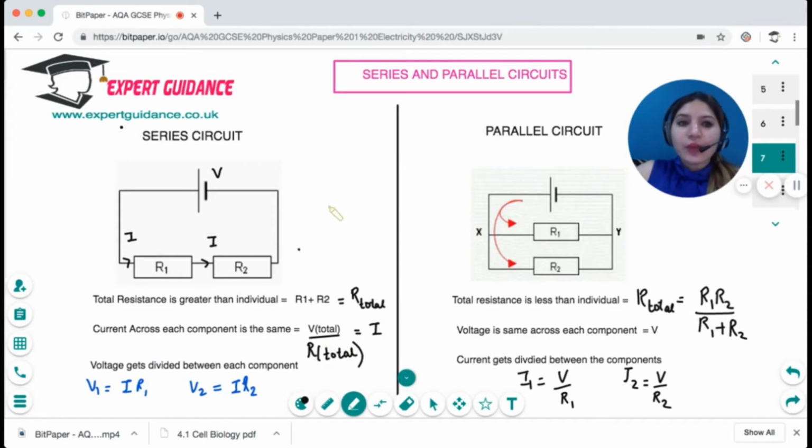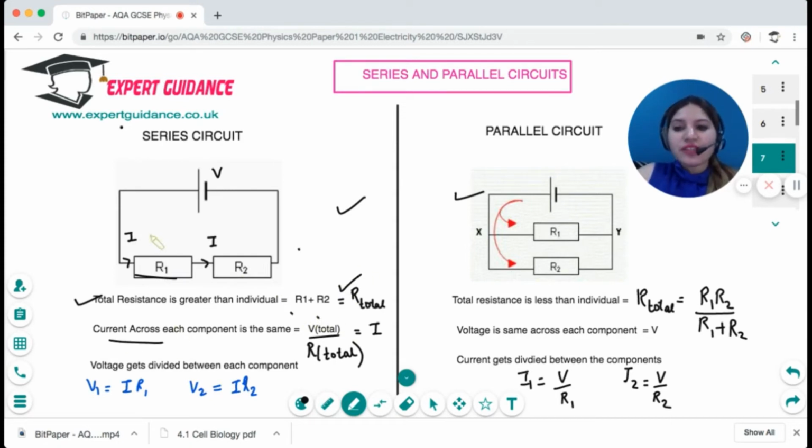Now we need to do a series circuit and a parallel circuit. In series, the resistances are connected next to each other. In a parallel circuit, they are connected in parallel. The total resistance in a series circuit is the sum of the individual resistances, which is greater than the individual resistance. So R1 plus R2 is R total.